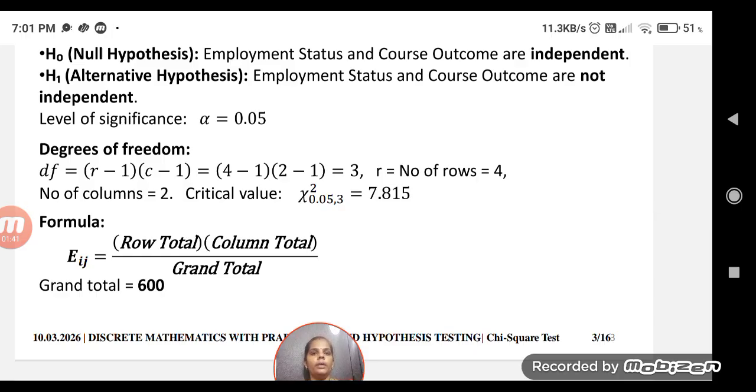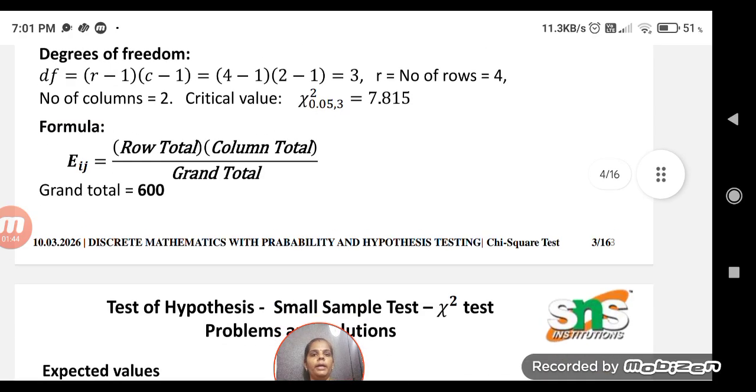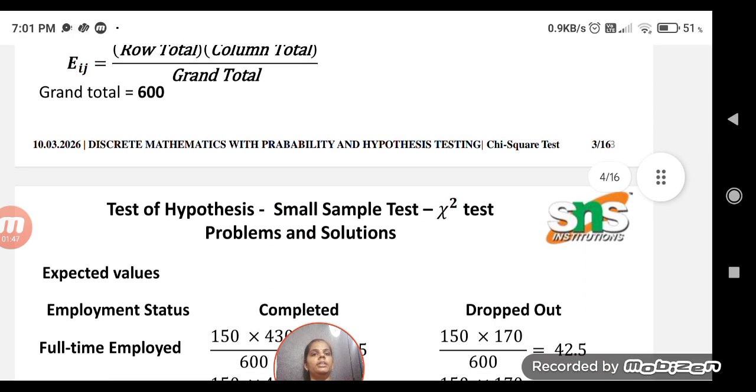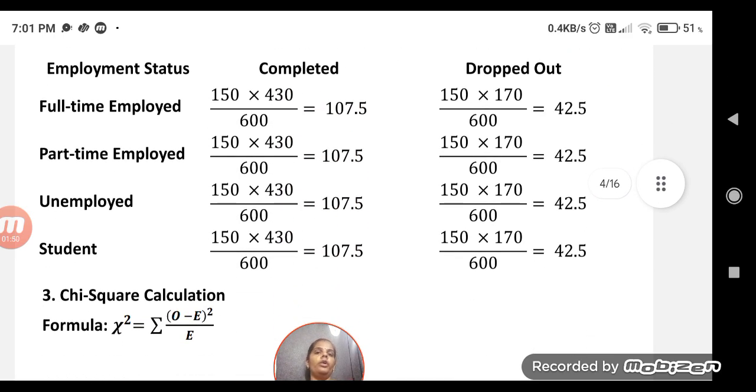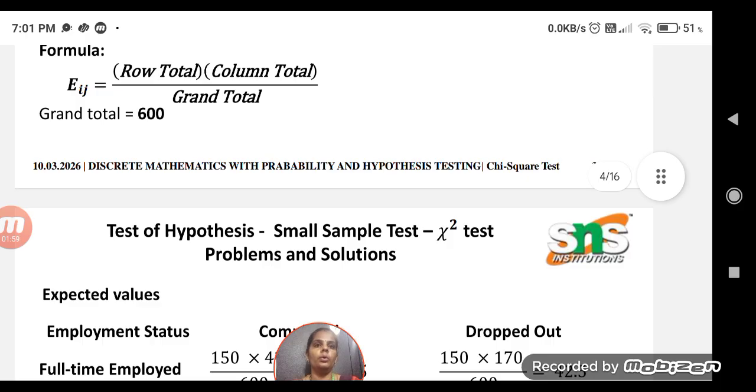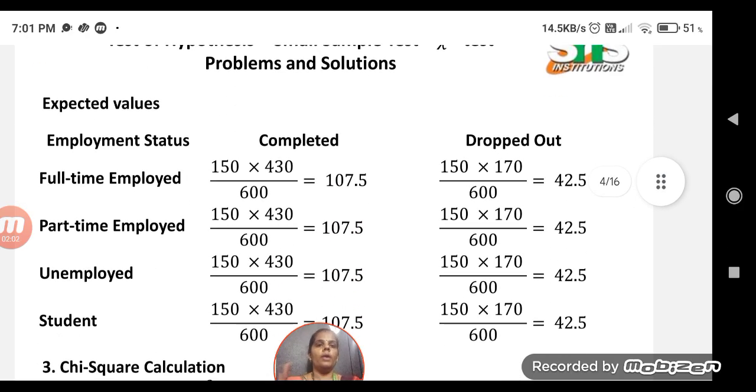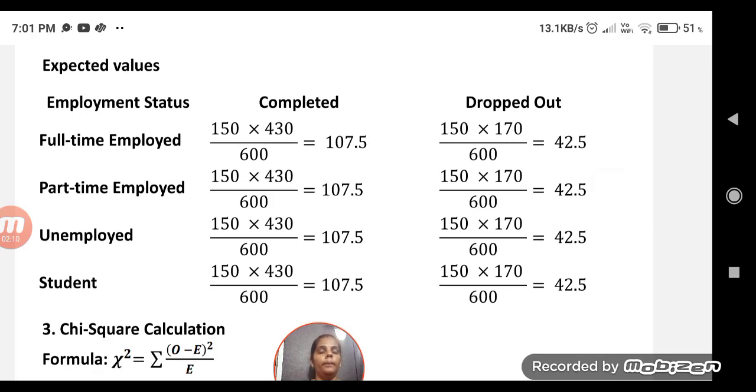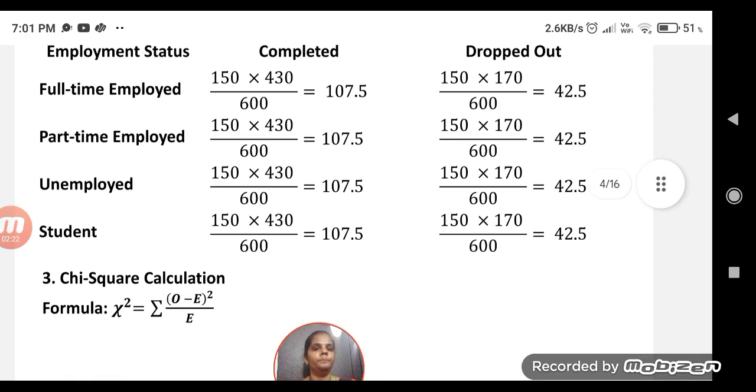The formula for the expected value is row total into column total divided by grand total. Here the grand total they have given is 600. So I am going to calculate it for each and every data. For full-time employed, the row total is 150 and the column total is 340, so 150 into 340 divided by 600 is equal to 107.5. Similarly, for the dropout it is 150 into 170 divided by 600, which is 42.5, and so on.